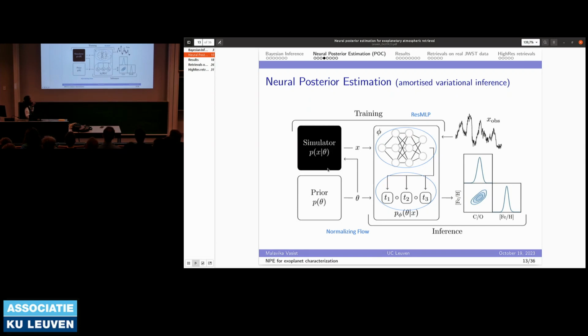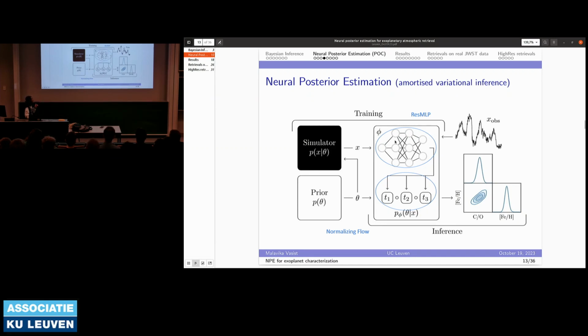So the simulator is actually the Petira trans. So that's the radiative transfer code. So the prior is really just a uniform distribution on 16, 17 model parameters that we have. And we randomly sample from it, and that is rendered through the simulator, which is the Petira trans. And it spits out a spectrum, and that I call X. And that is input into the network, which is ResMLP and the normalizing flow.